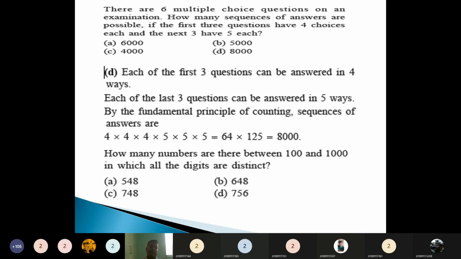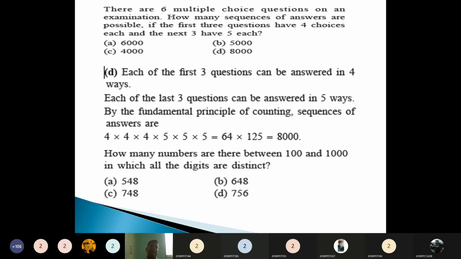So 5 different ways you can answer it. So that is 5. Next, question number 5 also having 5 options. So into 5. Next, sixth question also 5 options. So into 5. So that is 4 into 4 into 4, 64 into 125. So total 8,000. 8,000 possible number of ways they can answer it.